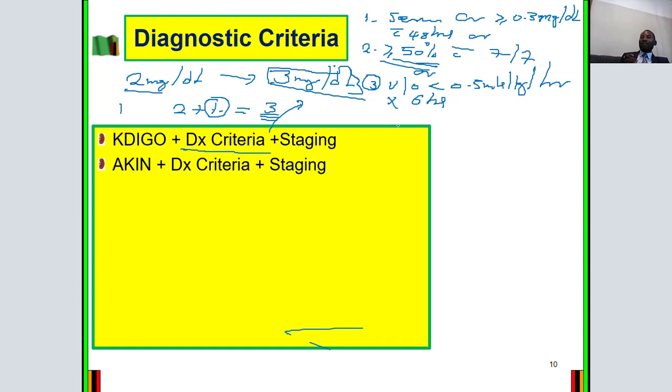So number 1, serum creatinine greater than or equal to 0.3 milligram per deciliter within 48 hours is diagnostic. Or there is serum creatinine increase of more than 50% from the baseline within 7 days. That's diagnostic. Or using the urine output less than 0.5 mils per kg per hour. Remember, this is already addressing oliguria. And this time, this patient is in the ward, is in the ICU actually, and you are checking within 6 hours from the time of admission, and there's still oliguria. That is critical. So I'll come and explain staging.